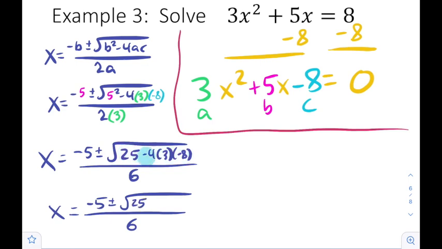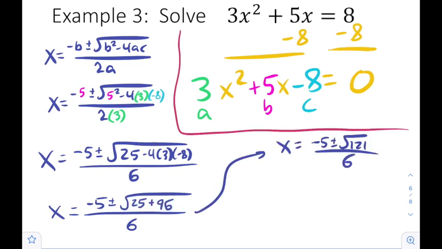Because we have two negatives here, that's going to make a positive, so we're going to put plus. And then 4, 3, and 8 multiplied together will give you 96. Next, we can simplify here inside the radical and call that 121. So we have negative 5 plus or minus the square root of 121 over 6. And conveniently, that's a nice perfect square, which we can square root to 11. And I've kind of run out of room with this plus or minus, so it's time to split it up.